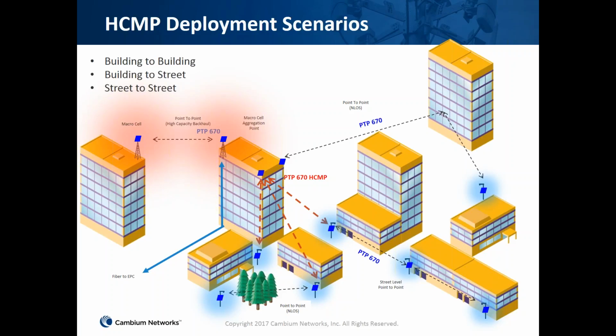Okay, so this would be a typical deployment of a PTP 670. In the red links, we can see the PTP 670 HCMP that connects to three on-the-ground cameras. This would be our typical deployment for building to building, building to street, or street to street as well. In this scenario, you have three cameras connected to it, and then maybe there's a line that goes to the back of the building, and then you have a long distance PTP link set up towards the end.